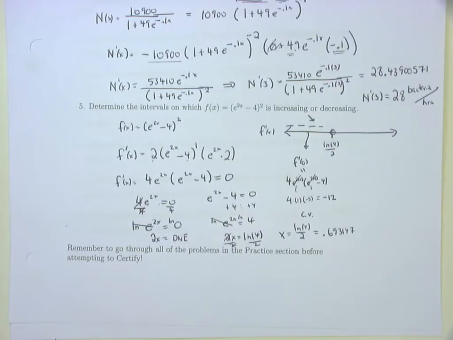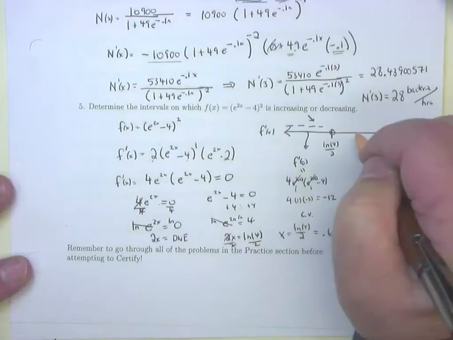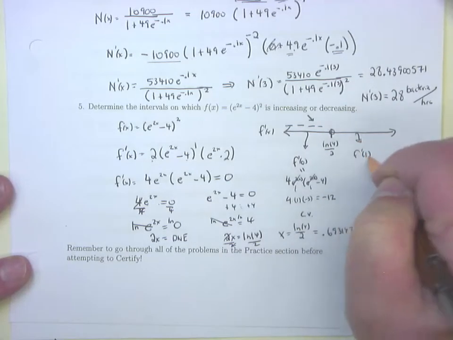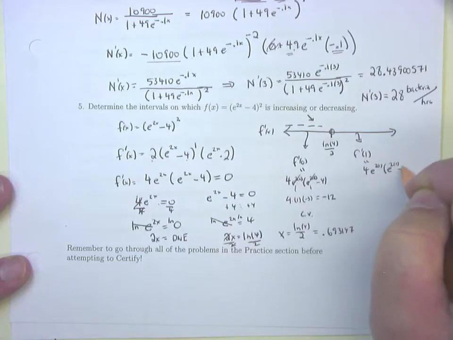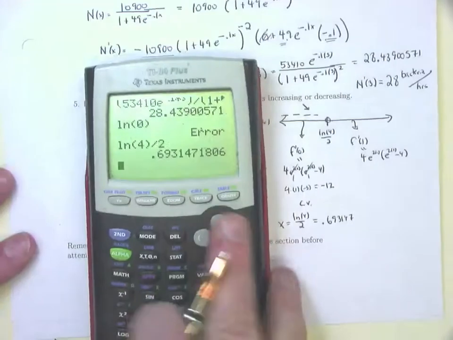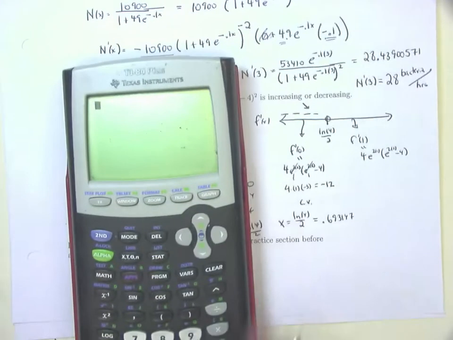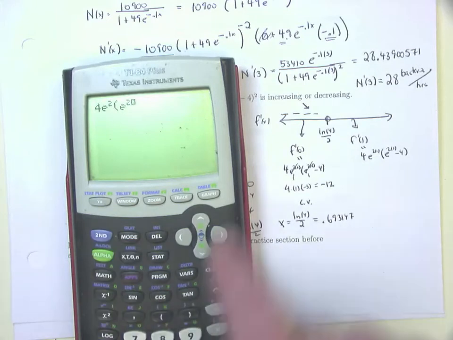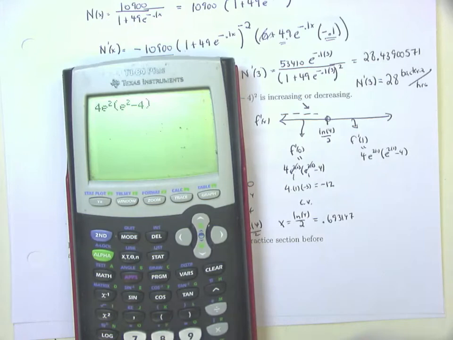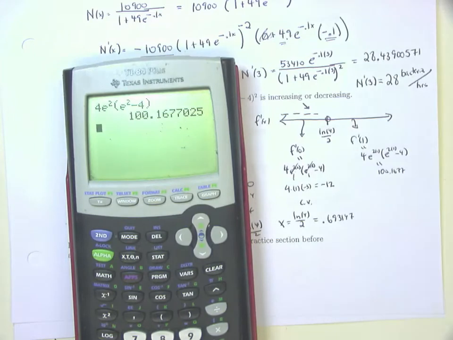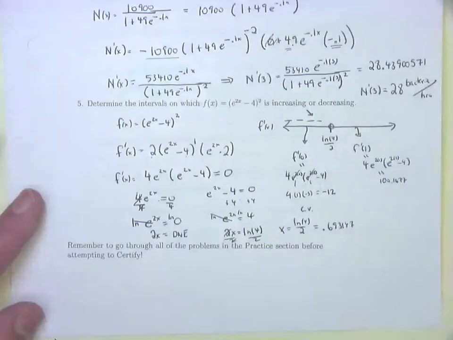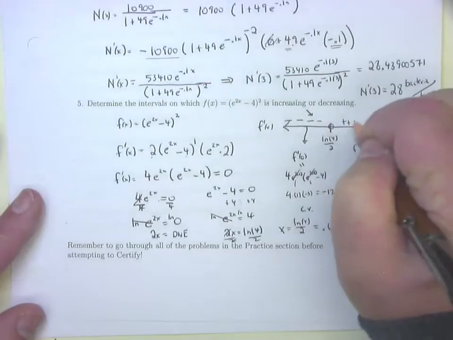Bigger than 0.69, I choose 1. All right, but this one, 1's not going to be very nice to plug in. So I'm going to be 4 times e to the 2 times 1 times e to the 2 times 1 minus 4. And I am going to stick that one in the calculator because e squared is not a really known number here. 4 times e squared, 2 times 1 is 2, over 4 times e squared minus 4. And decimal crappy number, it's 100 and point something or other, 100.1677, whatever. Don't care what the number is. What's the sign of it? It's positive. Everybody in here is positive.